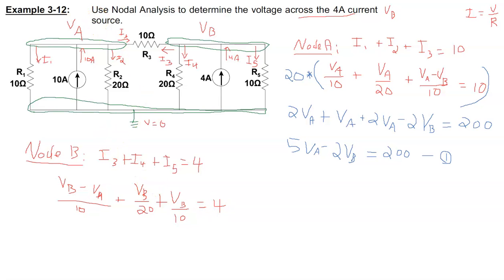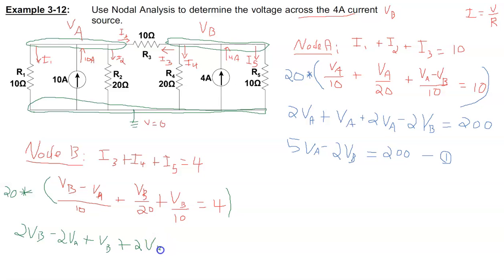So again, we want to multiply the whole thing by 20. Very often it's the largest number in the denominator, but really I think it should be the lowest common multiple, right? So 20 divided by 10 times VB is 2 VB. And 20 divided by 10 times negative VA is subtract 2 VA. 20 divided by 20 times VB is plus VB. 20 divided by 10 multiplied by VB is plus 2 VB.